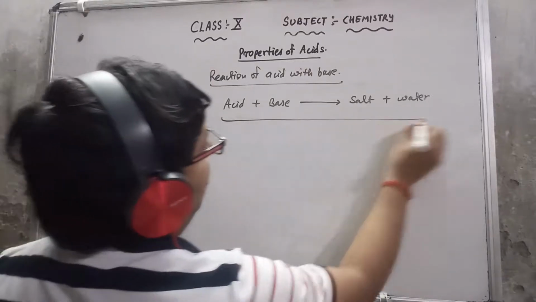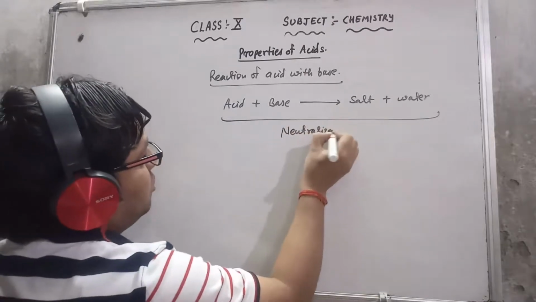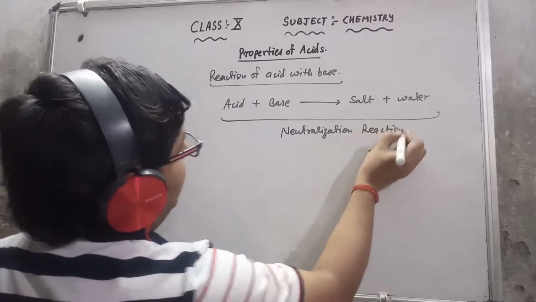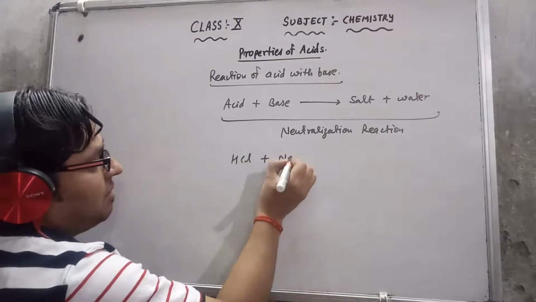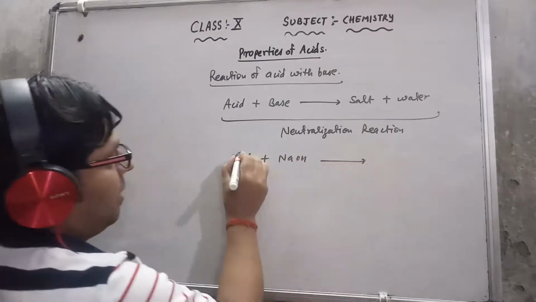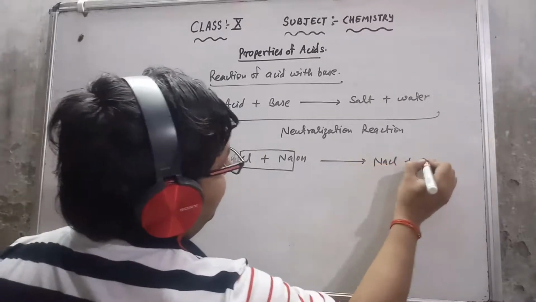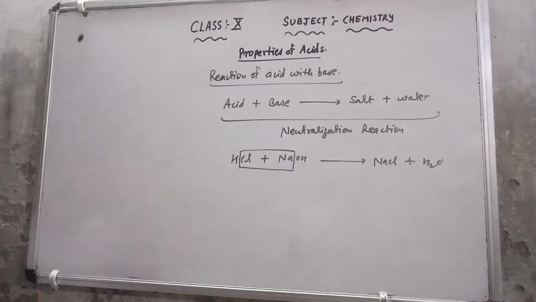So this whole reaction is known as a neutralization reaction. The general example I have discussed with you: suppose the acid is HCl and the base is NaOH. So the salt is NaCl, and the water formula we know is H2O, from H and OH. H and OH give us H2O. So that is the general example of the reaction of acid with base, that means a neutralization reaction.